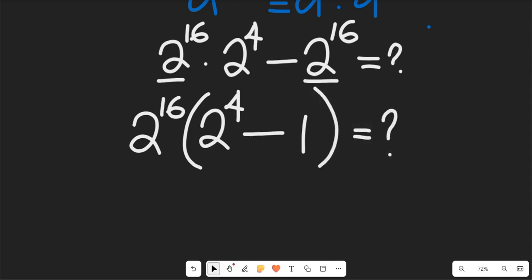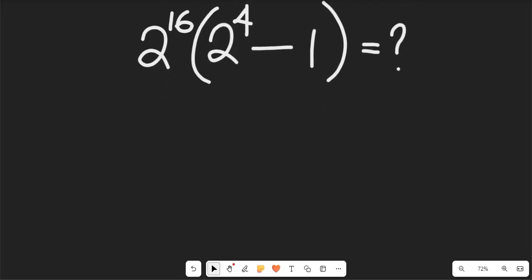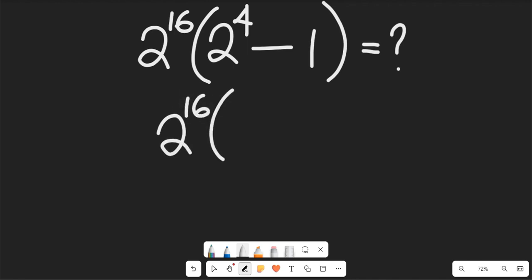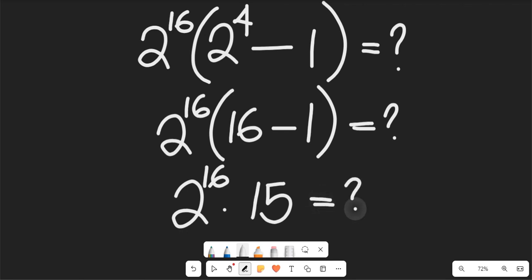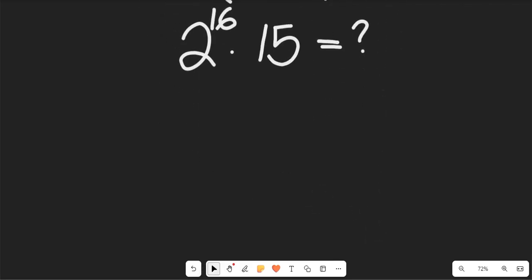Good. Now from that expression, remember that 2 to the power of 4 from our initial expression will give us 16. So we'll have 2 to the power of 16 multiplying 16 minus 1. This will give us what solution? 2 to the power of 16 will now be multiplying 16 minus 1, which will give us 15. And this will give us what? We are still simplifying. Now at this point, what do I do? I can still break off 16.